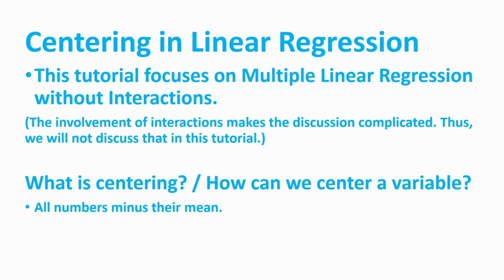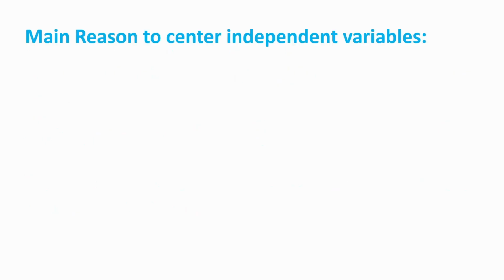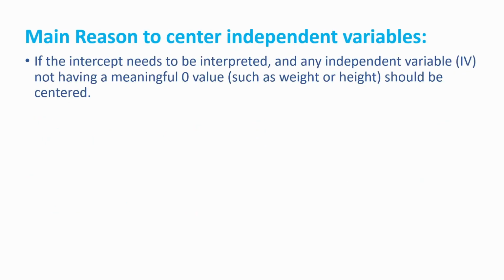So that's the centering. The reason why we center independent variables is that we want to make the intercept interpretable. What I mean is that some independent variables, for instance weight or height, do not have zero. Usually weight or height are above zero. So if you want to make the intercept meaningful, then you need to center the independent variable that does not have a meaningful zero value.